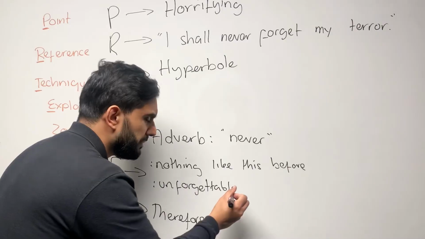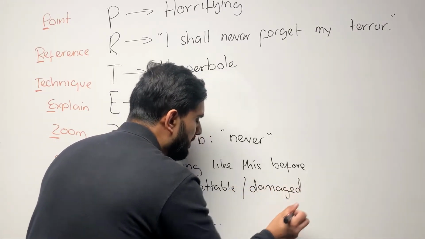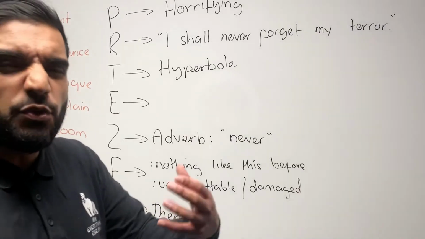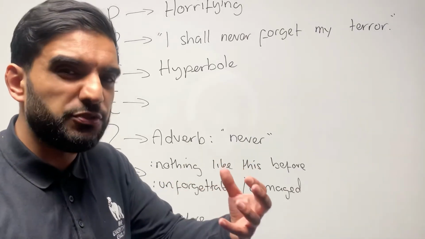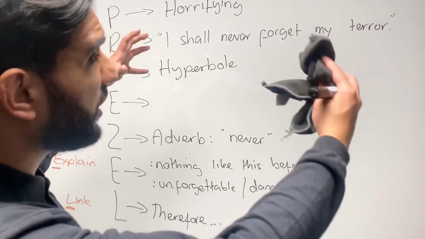Maybe I'm going to make the point, guys, they've been damaged. And my explanation will be that they've almost been scarred. They've almost been damaged for life. That's my explanation of the adverb never. Now put it all together in a hyperbole.